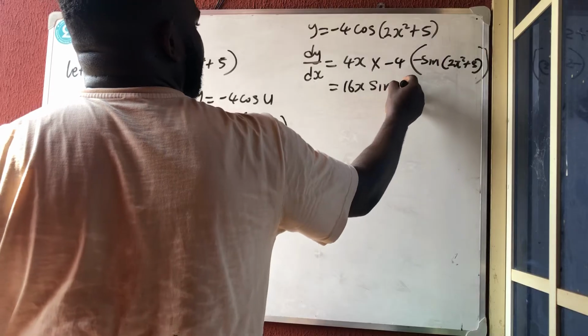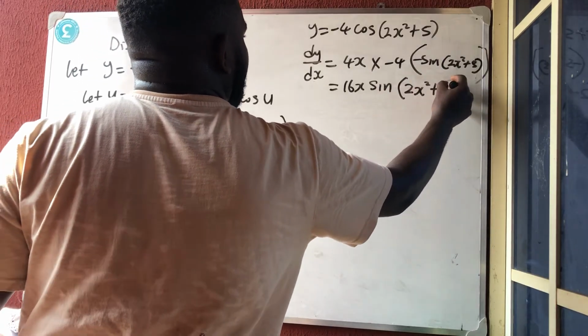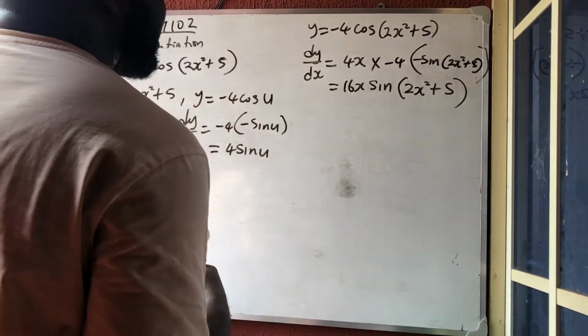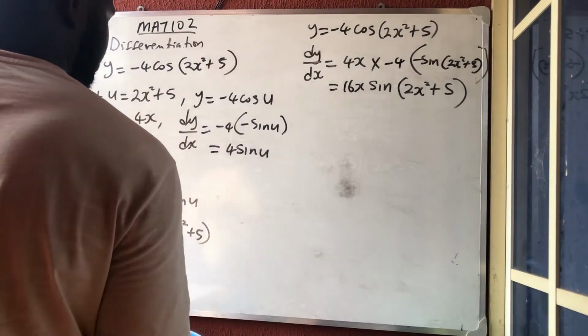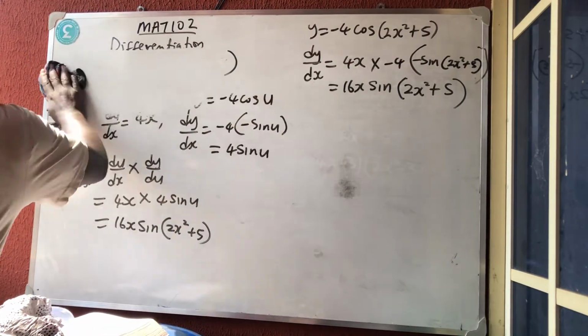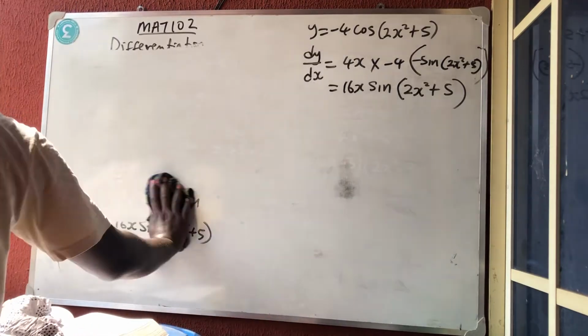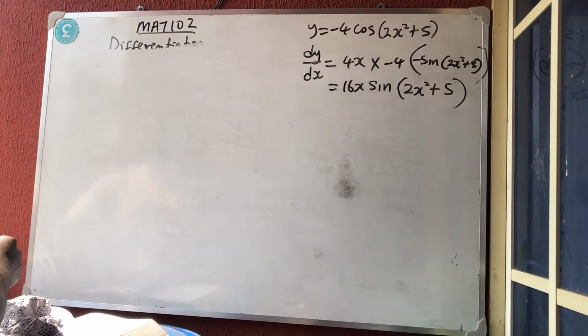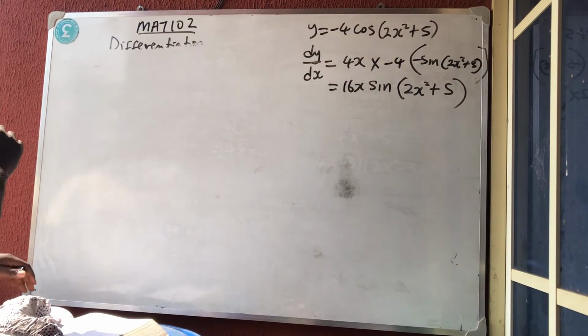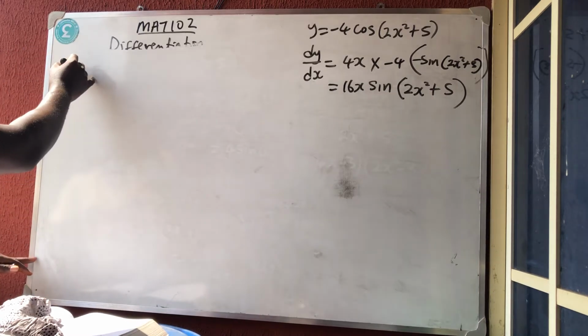Then sin 2x squared plus 5. You see? The same answer and very, very simple. Okay. Let's solve two more questions. Just two questions there. We are done with chain rule. We'll go to another rule.